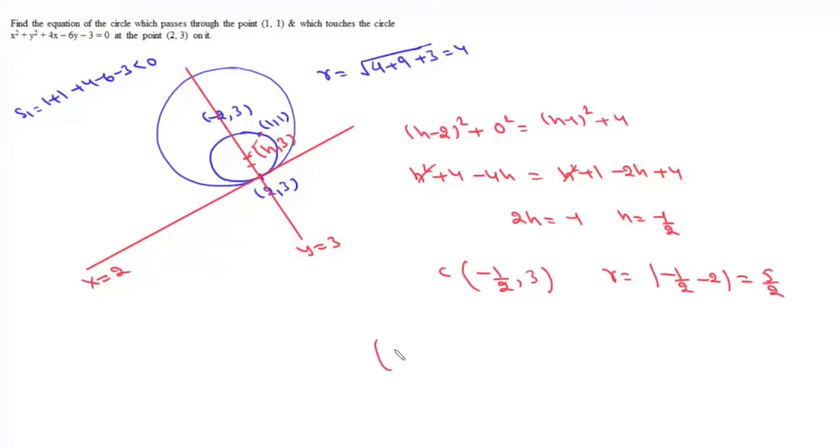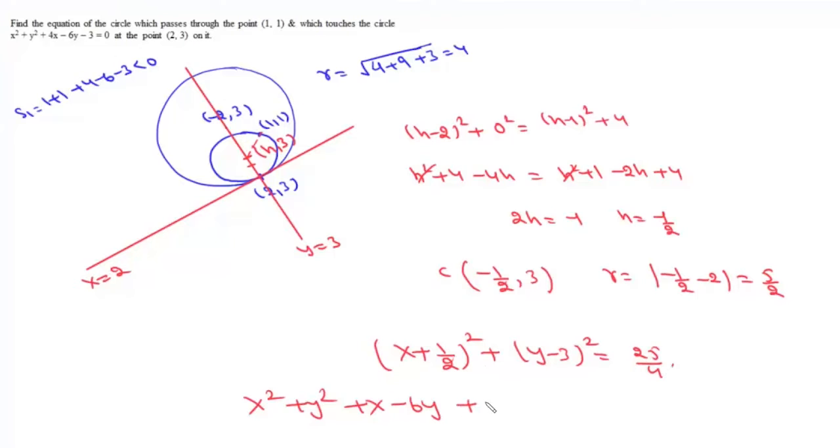So equation of this circle will be x plus 1 by 2 whole square plus y minus 3 whole square equals 25 by 4. And if we simplify this, we can write this as x square plus y square plus x minus 6y. Now this is 1 by 4, 24 by 4 is 6, and this is 9 minus 6 is 3. So equation of this circle is x square plus y square plus x minus 6y plus 3 equals 0.